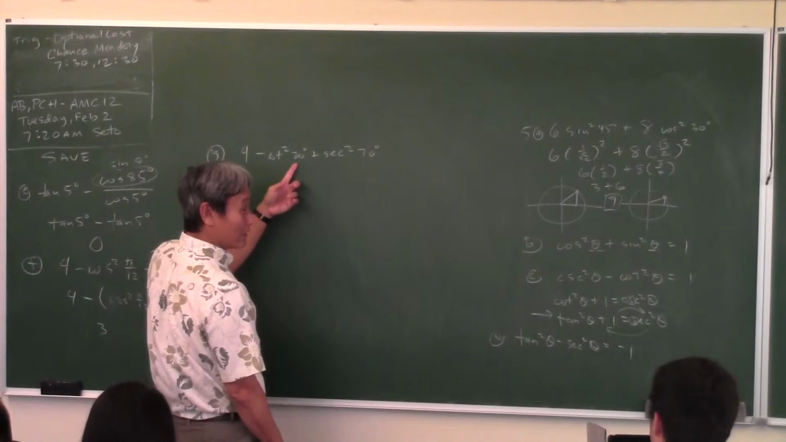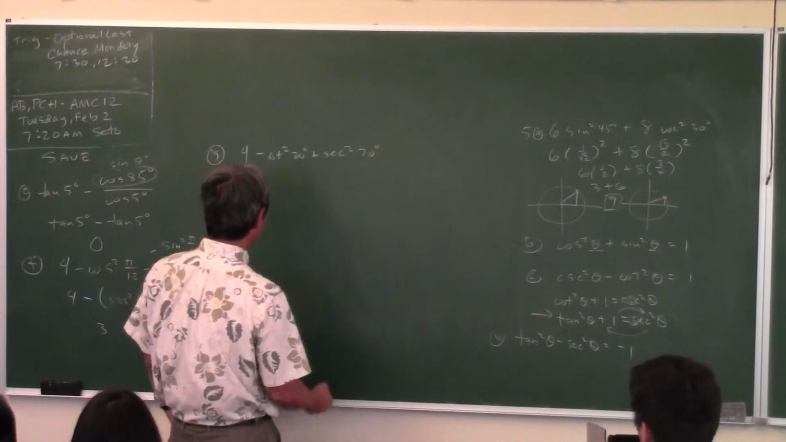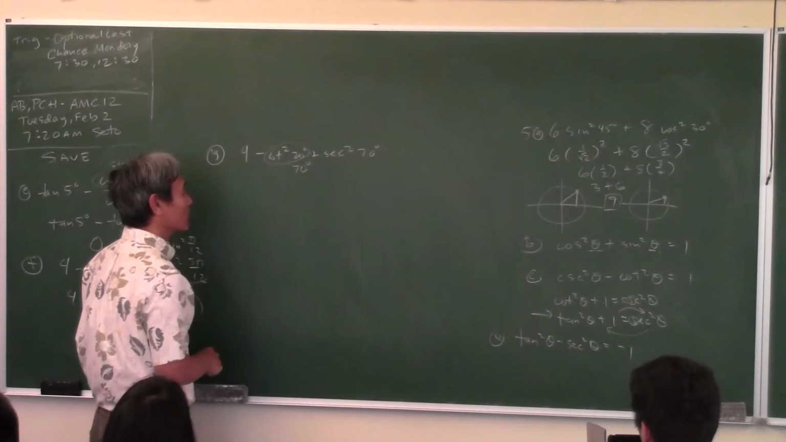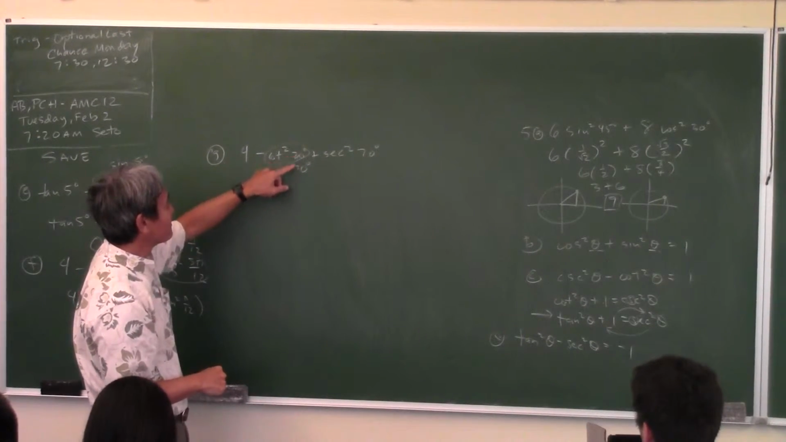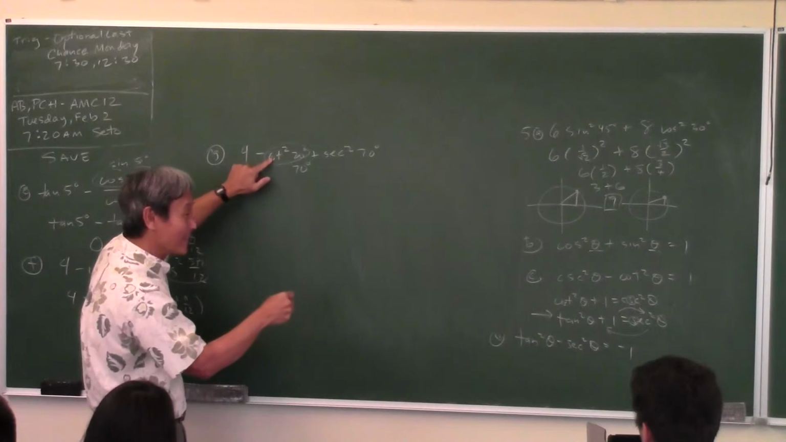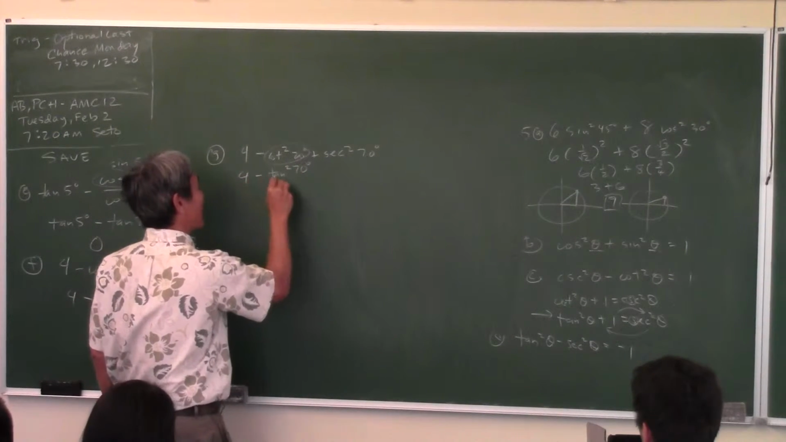Change that to 70. Sure. Okay, I wouldn't do that, but okay, so that is equal to what? When two angles add up to 90, the cotangent of one is the tangent of the other. So this is your problem right now.